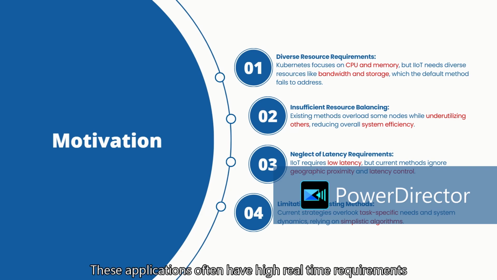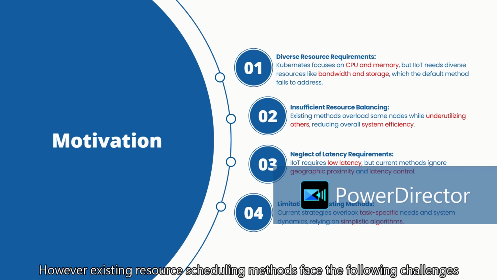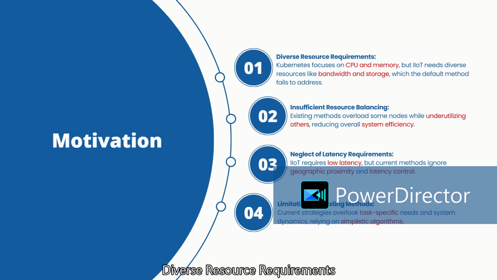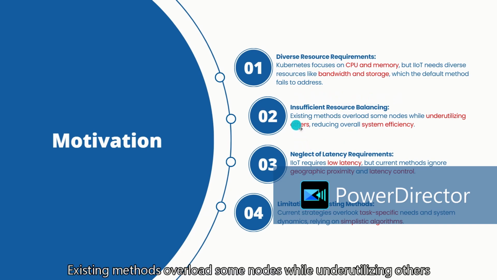These applications often have high real-time requirements. However, existing resource scheduling methods face the following challenges: diverse resource requirements. Kubernetes focuses on CPU and memory, but IoT needs diverse resources like bandwidth and storage, which the default method fails to address. Insufficient resource balancing.